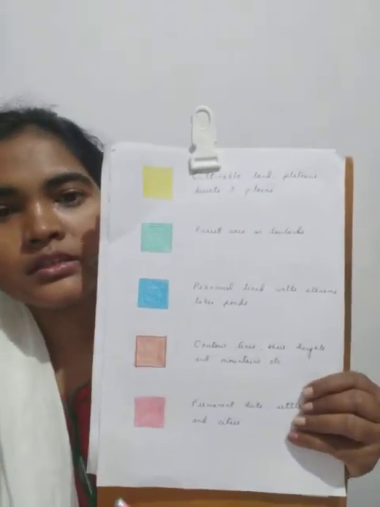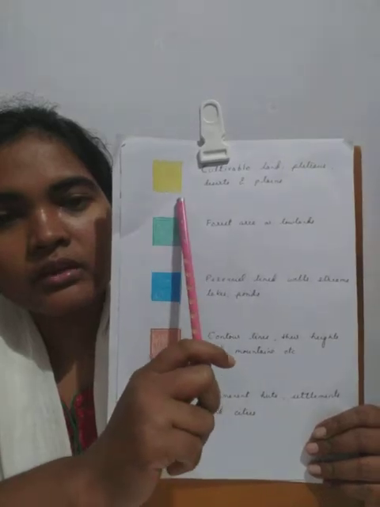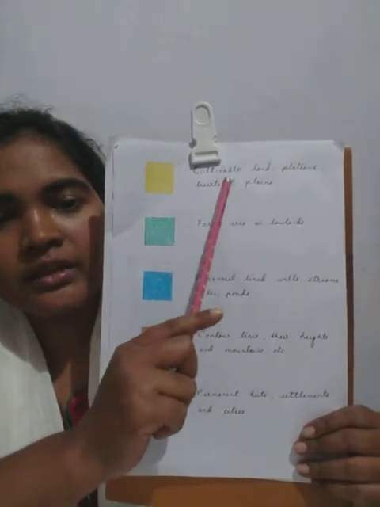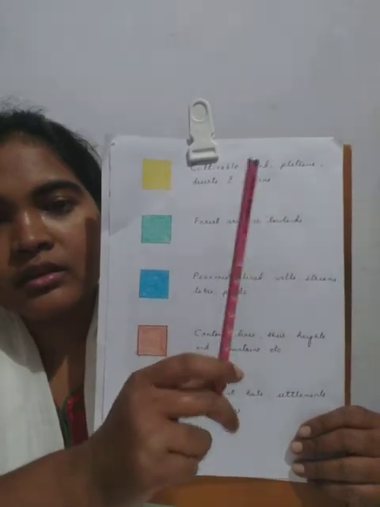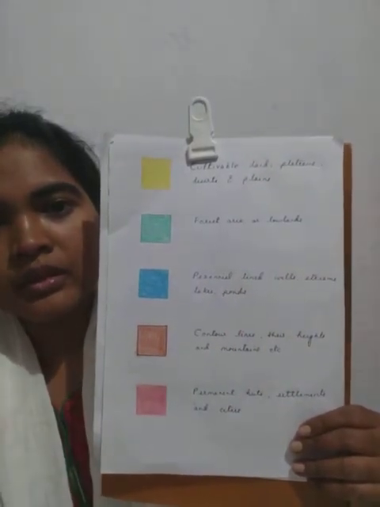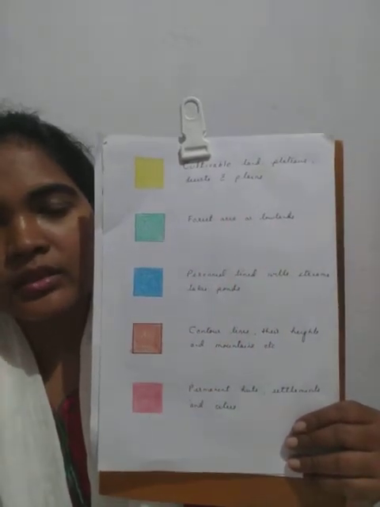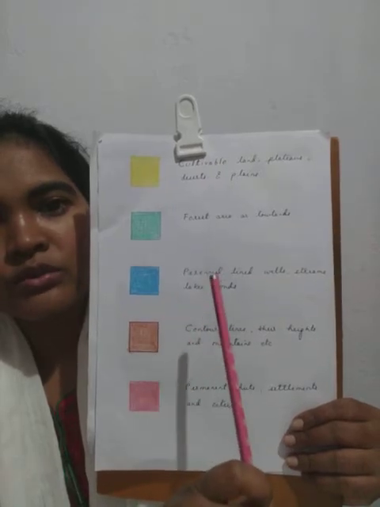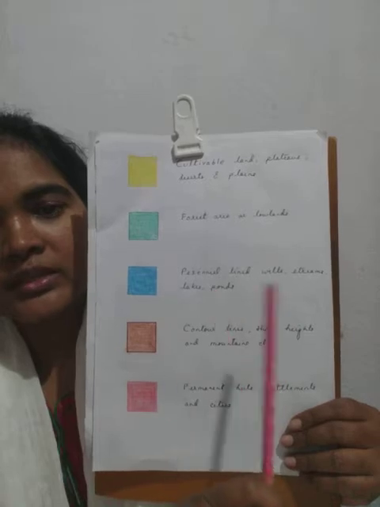Now, how to interpret the colors on a topo sheet? See, first of all, the yellow color. Yellow color in a topo sheet means cultivable land, also plateaus, deserts, plains. Green color shows forested area and lowlands. Blue color shows perennial lined wells or streams, canals, etc.